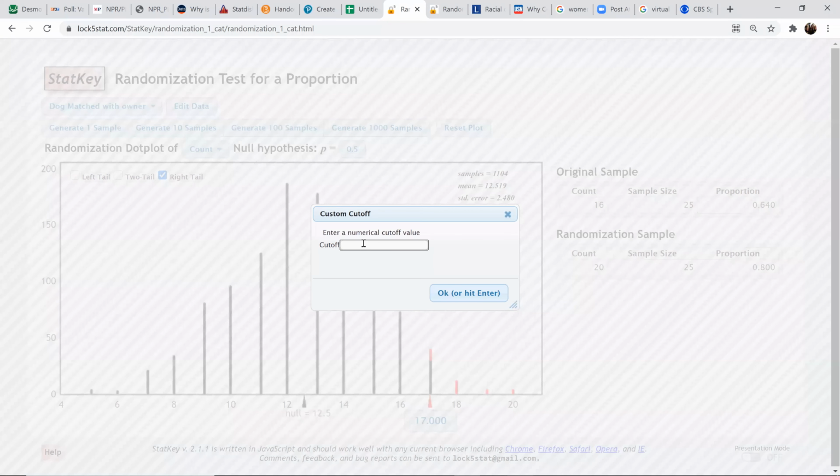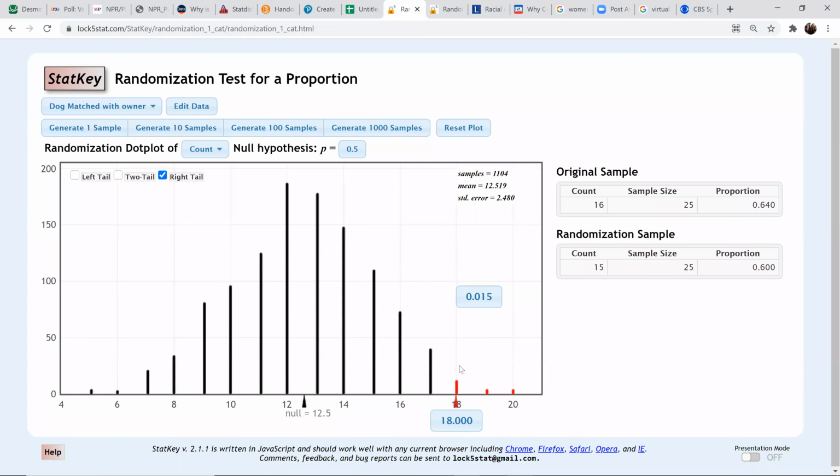If I click here and make that cutoff 18, now there's only a 1.5% chance that I'll get a value out here in the tail. So if my cutoff was 18, I said, you know what? At 18, I'm going to reject the null hypothesis. There's a 1.5% chance that I could get data that would lead me astray. It would lead me to believe that H naught is actually false when H naught really is true.